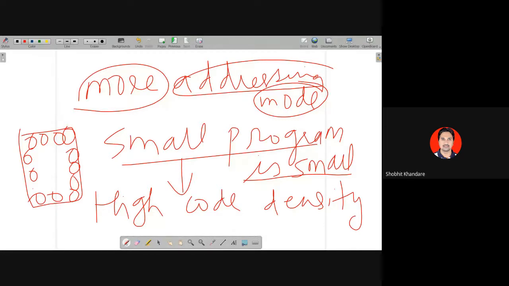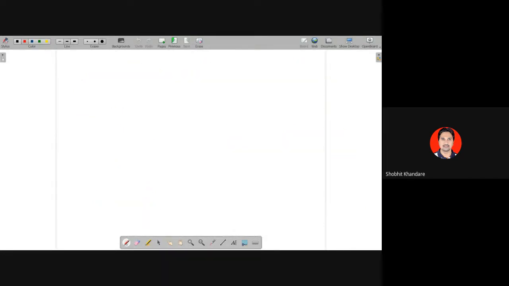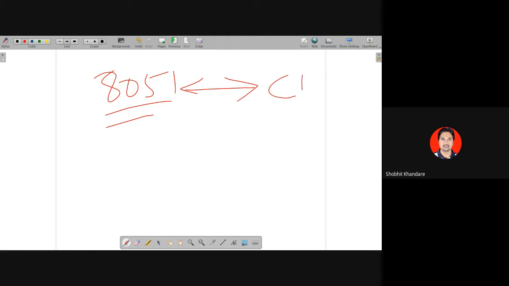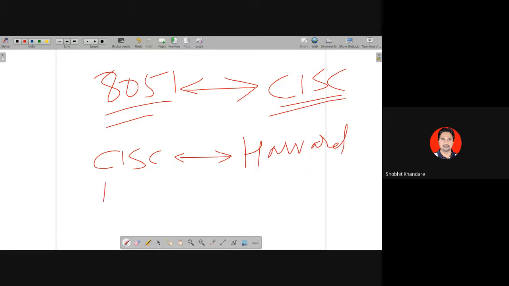Okay, so this is also one of the features. Then the next feature would be the important thing: your 8051, which is in your syllabus, is based upon CISC architecture. Remember this point. 8051 is based upon CISC architecture. And one more thing, your CISC architecture is also based upon Harvard architecture. Remember this also, I forgot to mention this point.